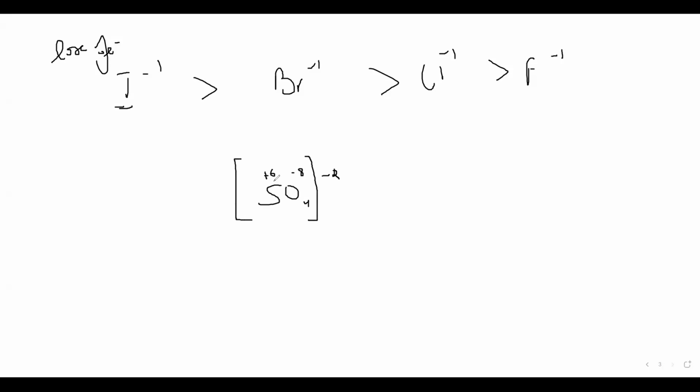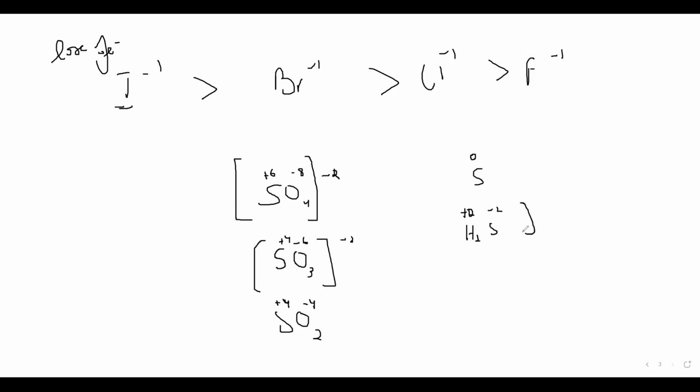So sulfur in sulfate ion is plus 6, but it can also be in sulfite ion. There the oxygens total minus 6, so sulfur will be plus 4. It can be sulfur dioxide. In sulfur dioxide, one oxygen is minus 2, so two oxygen will be minus 4, so sulfur will also be plus 4. It can be sulfur in which the oxidation state is 0, and it can be hydrogen sulfide, in which hydrogen is plus 2 for 2, so sulfur will be minus 2. So these are some compounds of sulfur which have different oxidation states.